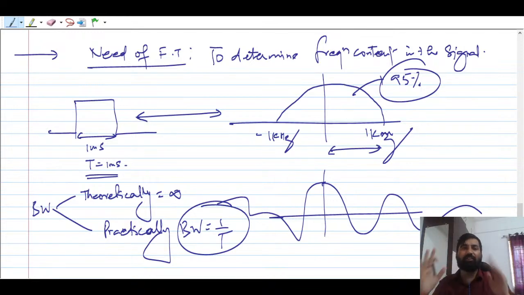So null to null bandwidth we try to find. This is the null, and this is the actual bandwidth of the signal. But if they ask for null to null bandwidth, it will be 2 kilohertz. Fine, so this is one thing.